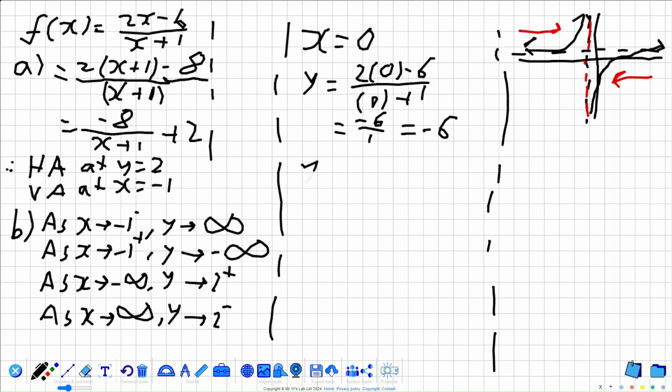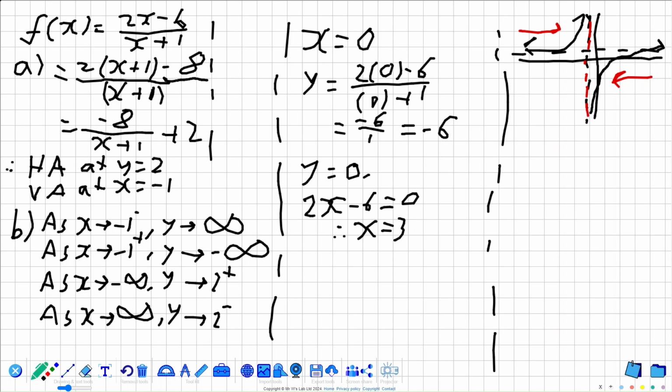Now what about when y equals 0? Focusing only on the numerator, this would be when 2x minus 6 equals 0. Therefore x equals 3. And so it passes through the x-intercept at x equals 3.